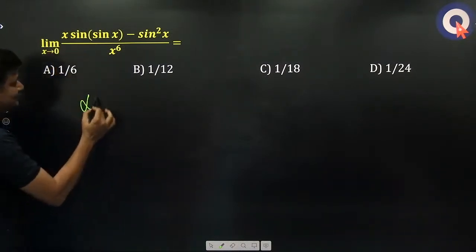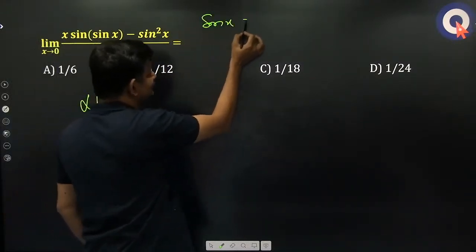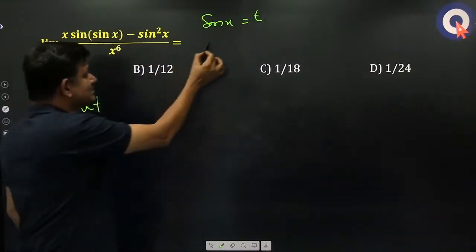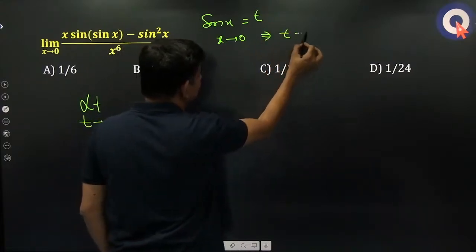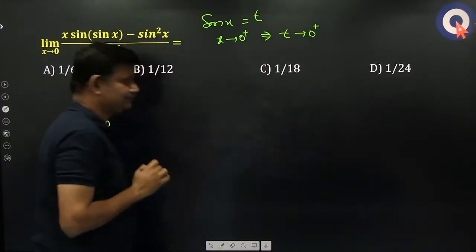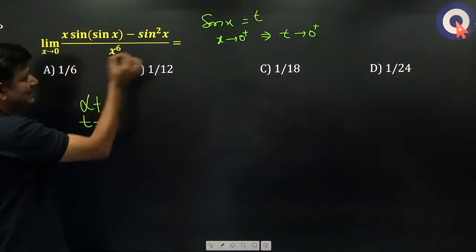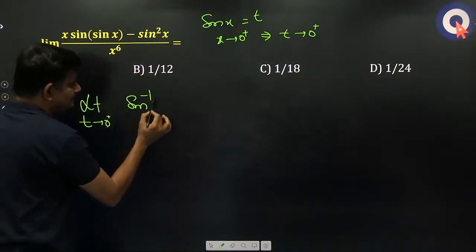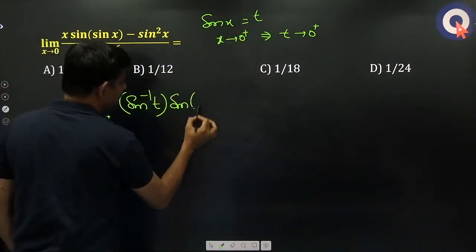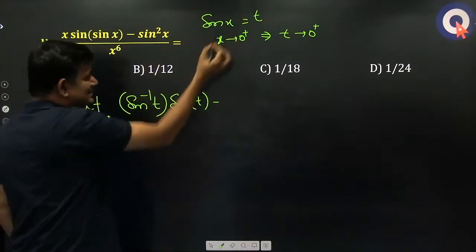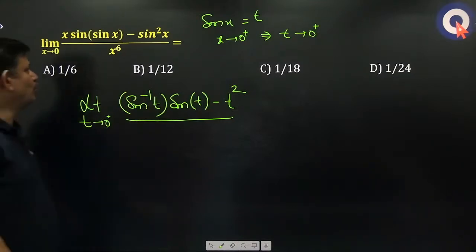I replaced sin x with t, as x tends to 0, t also tends to 0. So this limit changes to t tending to 0, plus x is what? Sin inverse t. Sin of sin x is what? Sin of t, minus sin x is t. So this is t square divided by sin inverse x whole power 6.